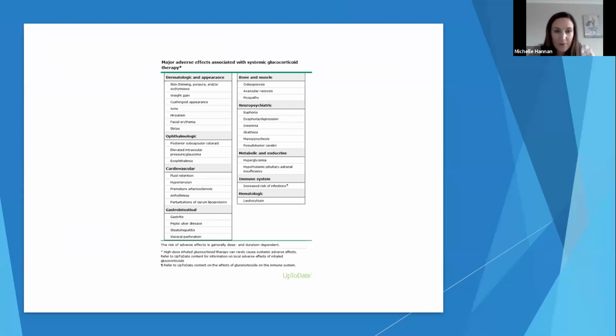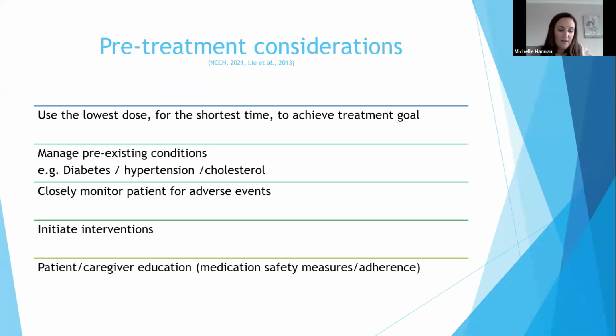As you can see from the table below, corticosteroids also present challenges in terms of their toxicity profile, particularly for older adults who may already have pre-existing comorbidities. So it is important that we consider the risk-benefit ratios when we are prescribing corticosteroids. Some pre-treatment considerations are to use the lowest dose for the shortest amount of time to achieve the treatment goal.